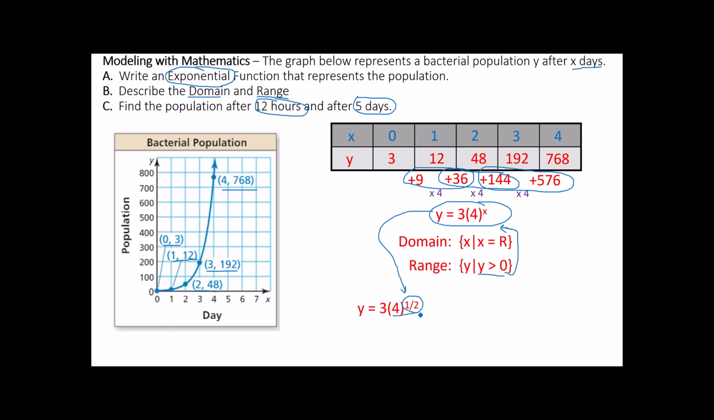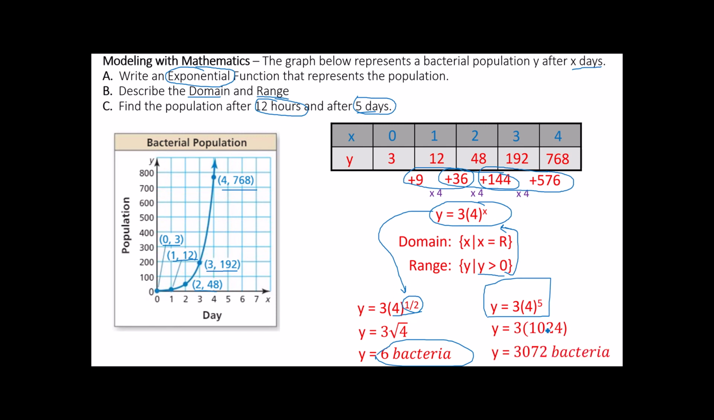Please keep in mind that 4 to the 1/2 is the same as the square root of 4. And of course, the square root of 4 is not going to show up. I think it's the next slide, actually. There you go. Square root of 4 is 2, and 3 times 2 is 6. Over here, 3 times 4 to the 5th power. We've said for 5 days, 4 to the 5th is 1,024. Multiply that by 3, and you get 3,072 bacteria.